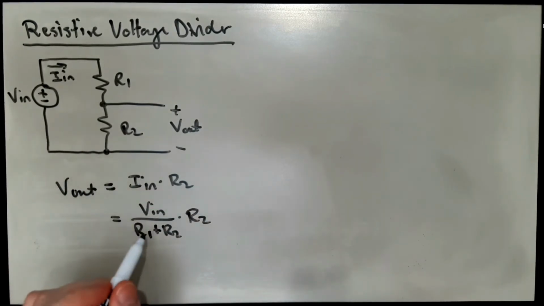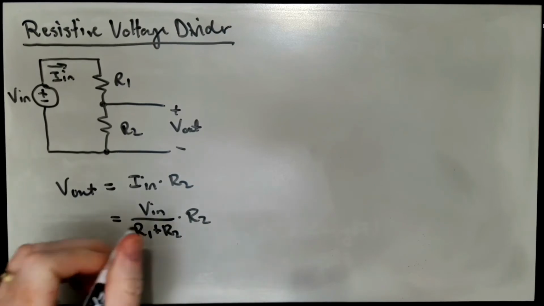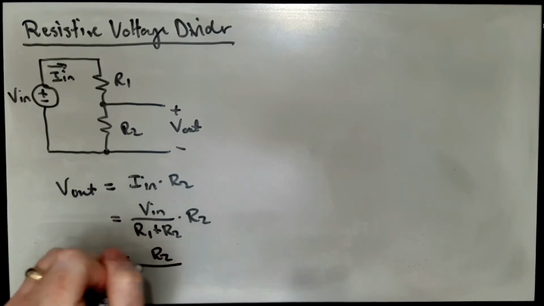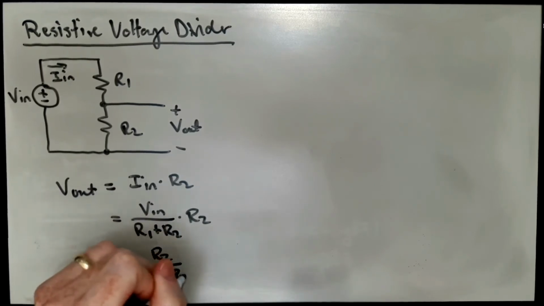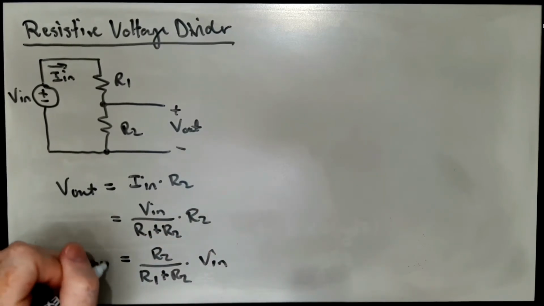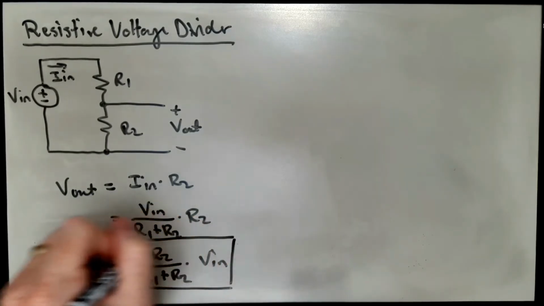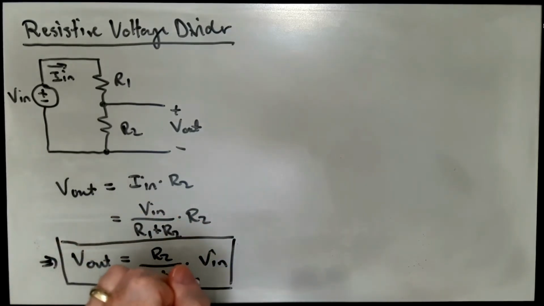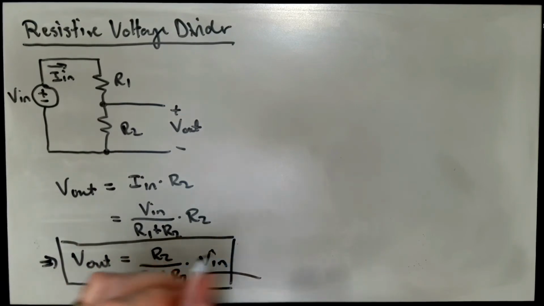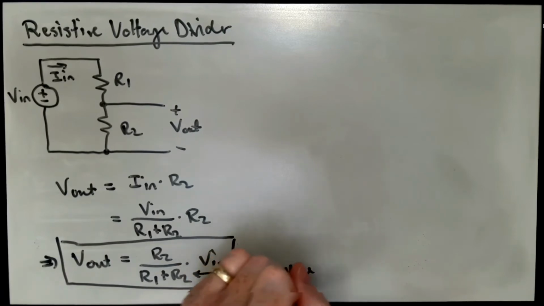And so usually what we do is we rearrange this a little bit. We put the R2 over here and we put the Vn over here, and we wind up with V out equal to R2 over R1 plus R2 times V in. And this thing is called the voltage divider ratio.